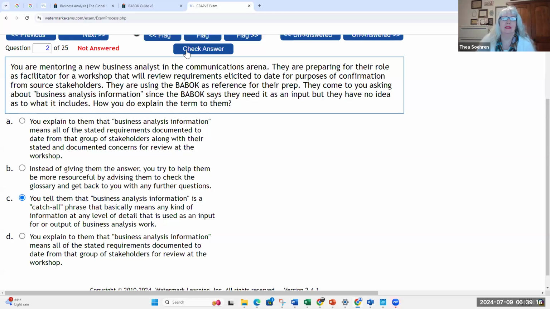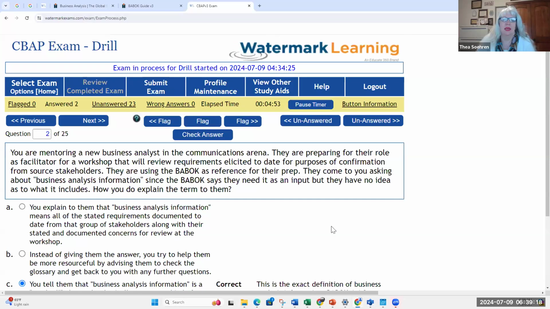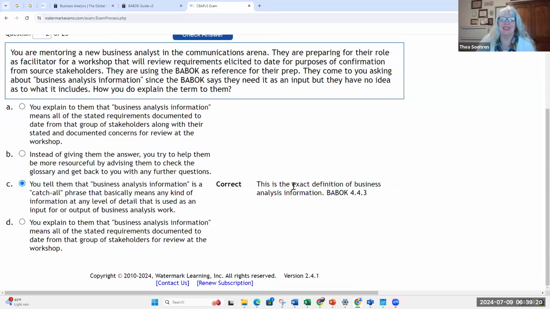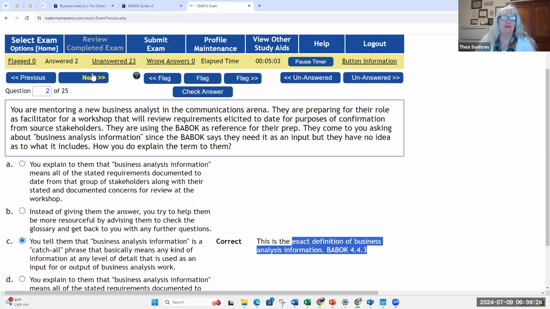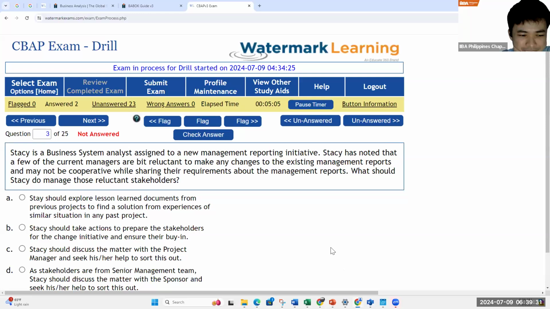Okay, all right, let's check that answer. And that is the correct. This is the exact definition of business analysis information. Part of it is a quote from the BABOK. Very good. Nice. Okay.